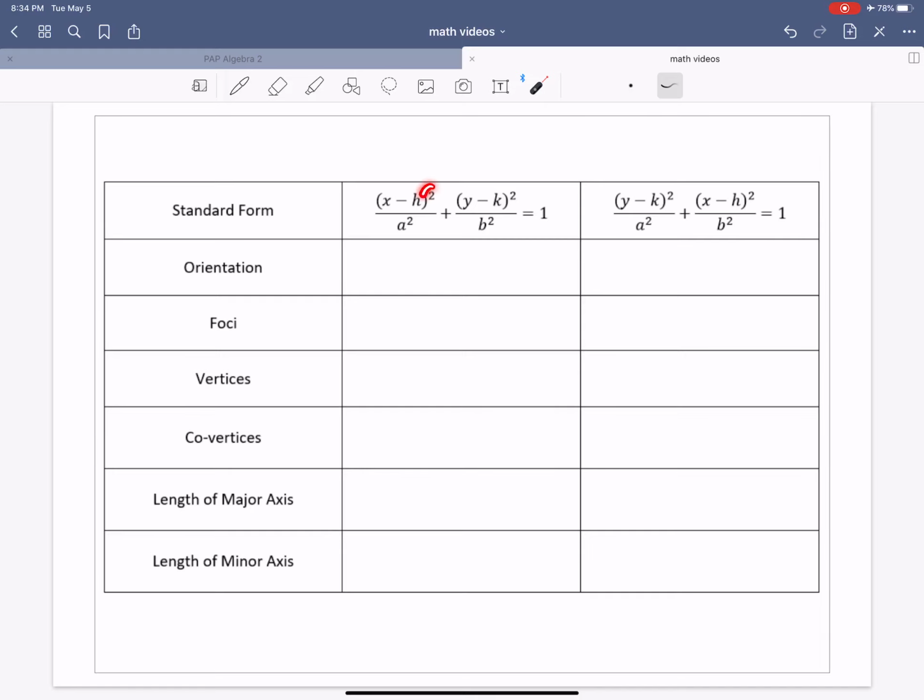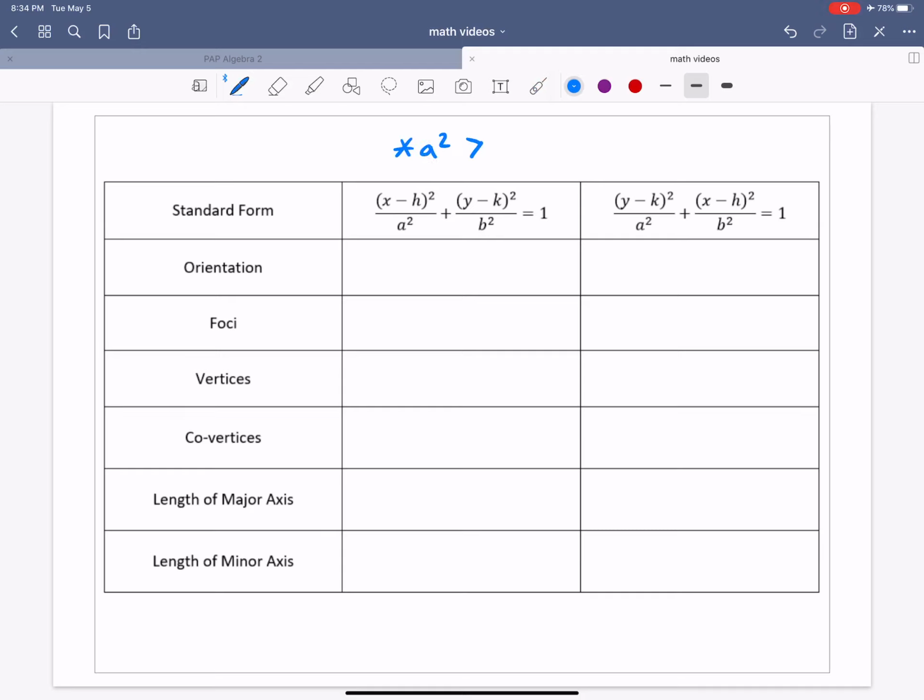Another thing I want you to notice here is that both variables are squared, very similar to a circle where both x and y are being squared. The subtle difference here is that a squared and b squared will be different numbers. They will not be the same. Okay, so let's go through this. When x comes with a squared, and let's talk about a squared and b squared. I should have done that a minute ago, okay?